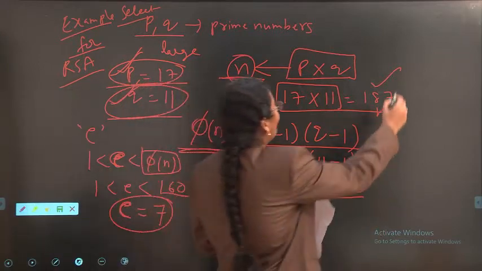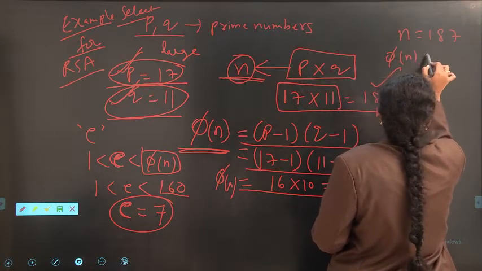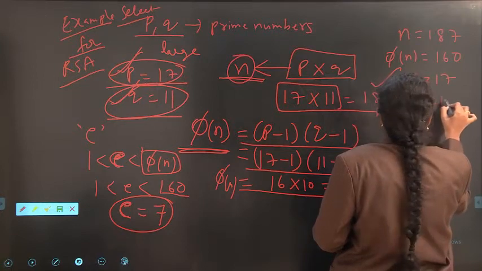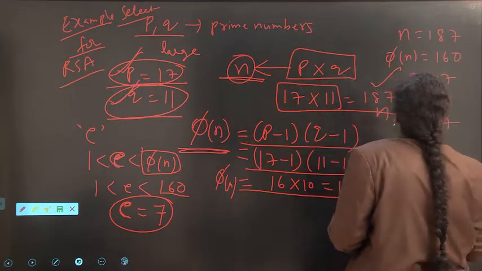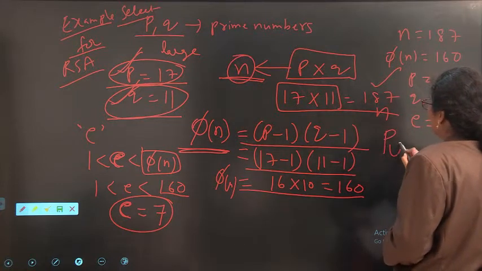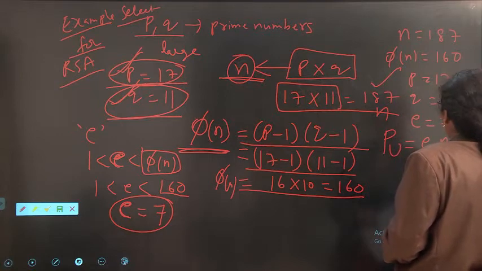So now I have N equal to 187, pi of N equal to 160, P equal to 17, Q equal to 11, E equal to 7. So I have all these things. Now what is the public key? Public key is represented with PU. Public key is E comma N, means 7 comma 160.